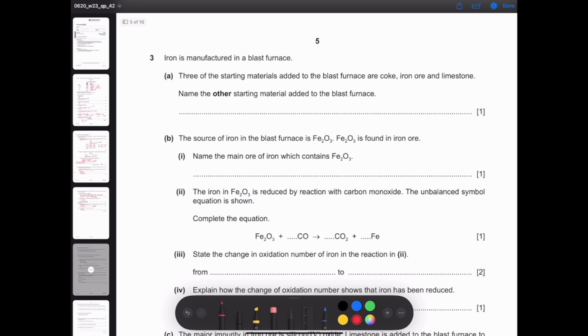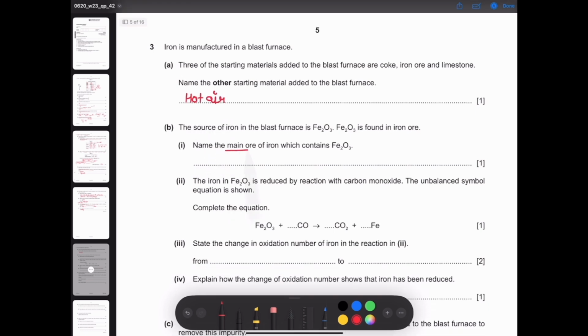Iron is manufactured in a blast furnace. Three of the starting materials added to the blast furnace are coke, iron ore, and limestone. Name the other starting material. Hot air. Hot air is passed through. So the answer should be hot air. Name the main ore of iron which contains Fe2O3. The answer should be hematite.